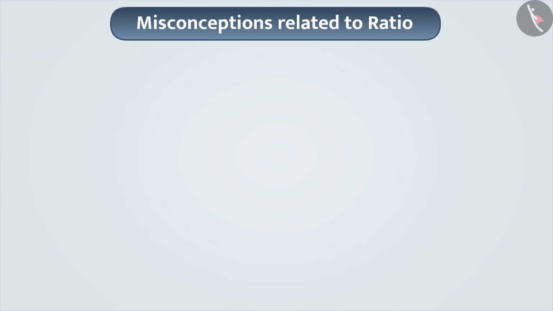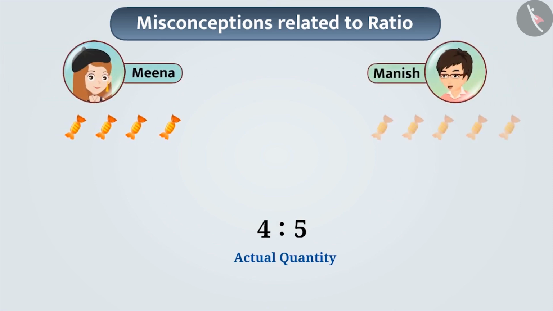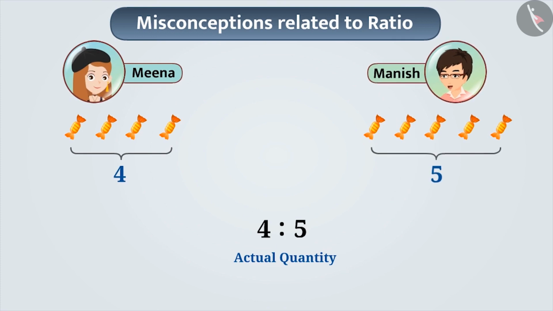Now let us understand some common mistakes. Some students think that we will know the actual quantity by knowing the ratio of two quantities. Suppose the ratio of toffees with Meena to toffees with Manish is 4 is to 5. Then, students think that Meena has 4 toffees and Manish has 5 toffees. But this is an incorrect understanding.